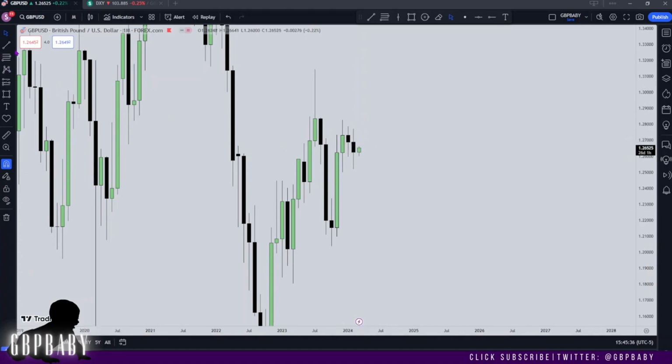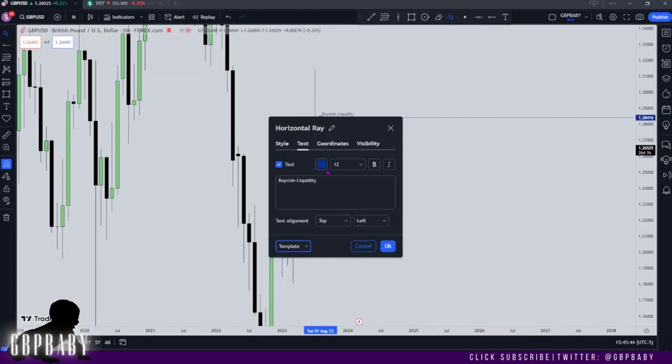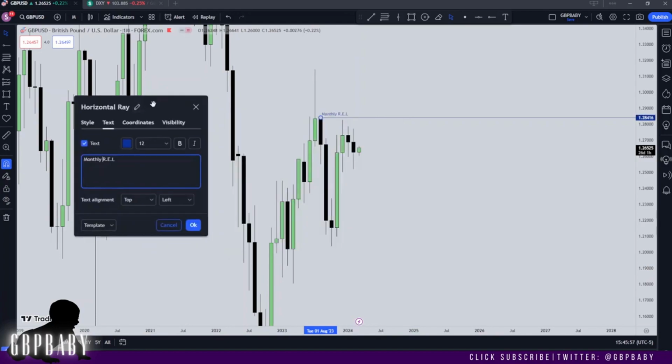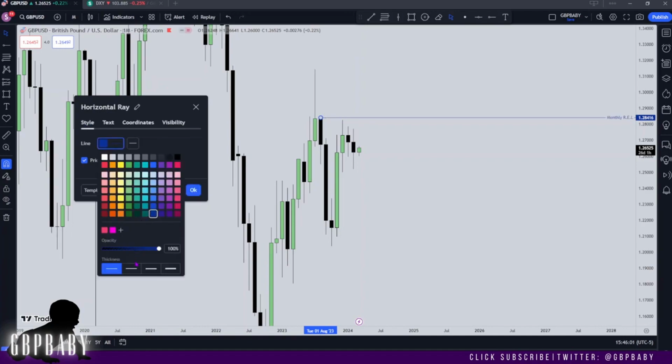So I'm just going to mark out a few things on GBP of where it could draw to on the upside. We do have these relative equal highs here and here on the monthly. So we have buy stops residing above there. We can call that relative equal highs, REL. And I'm just going to put monthly as well, because we can see those on a monthly level, meaning that, again, there should be a lot of buy stops residing above there. So we'll get that drawn out like so.